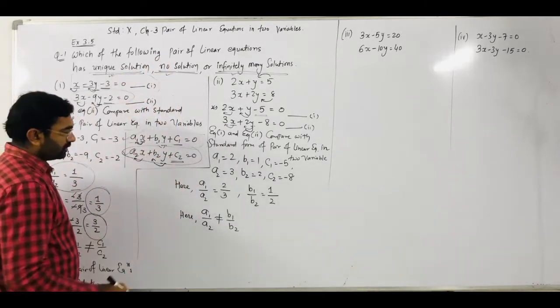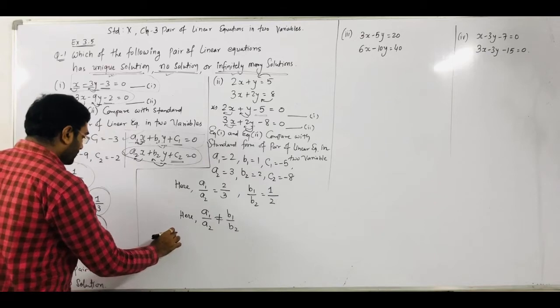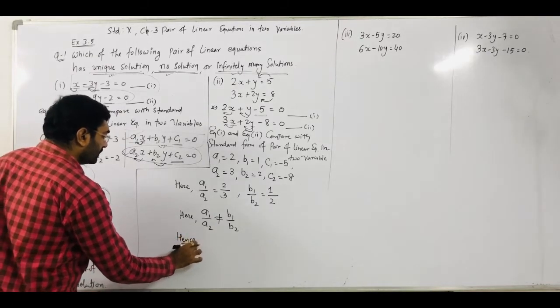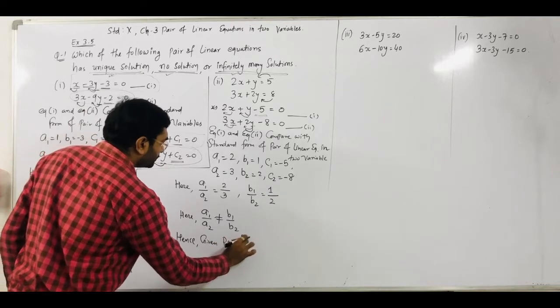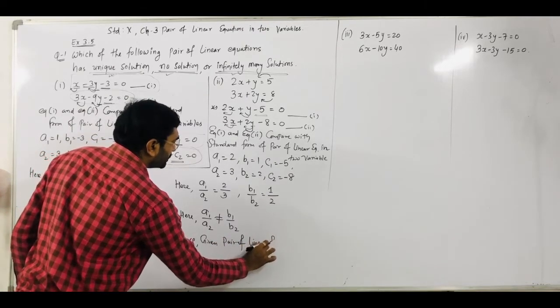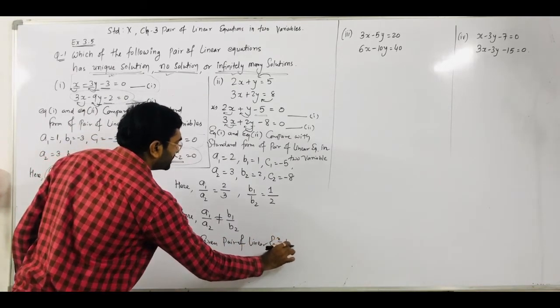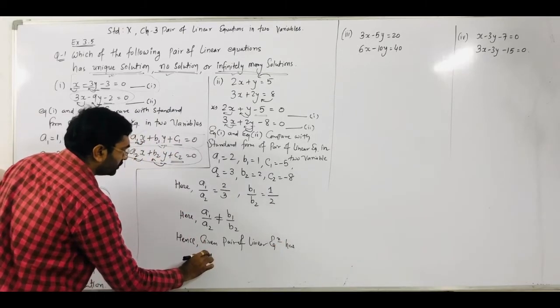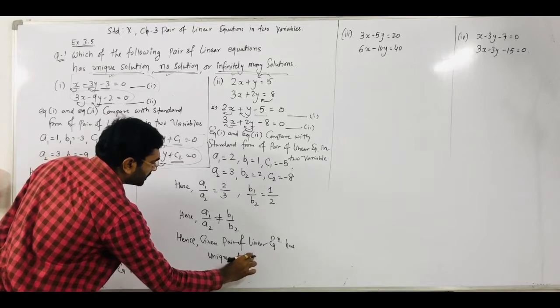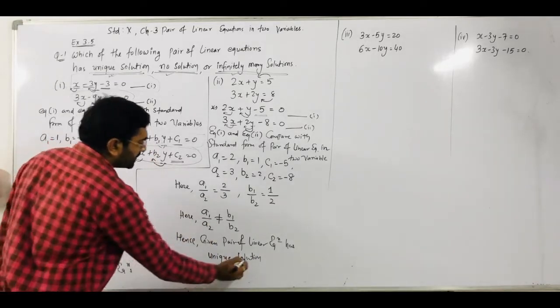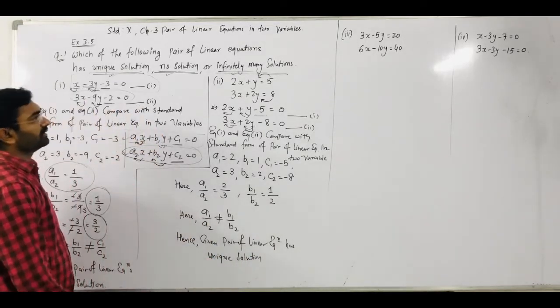We get the unique solution. Hence, the given pair of linear equations has which type of solution? Unique solution. So based on the comparison of the ratios, we can say which type of solution there is.